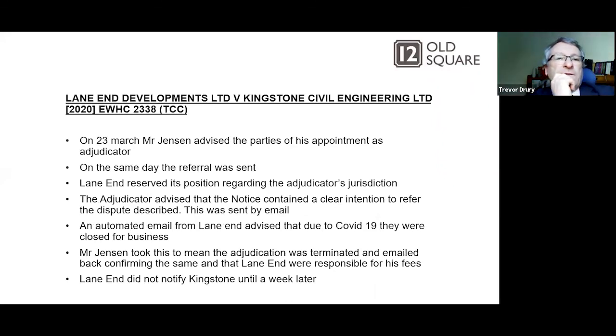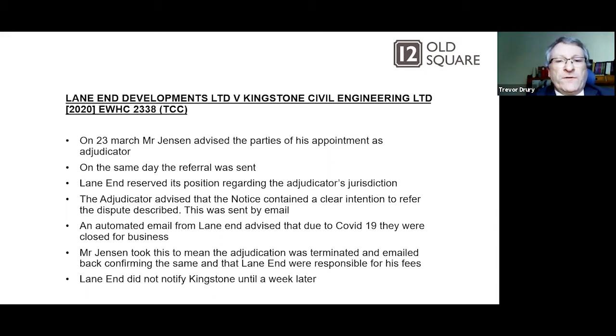So on the 23rd of March, Mr. Jensen, a well-known adjudicator, advised the parties of his appointment as adjudicator. On the same day, the referral was sent in. Lane End reserved its position regarding the adjudicator's jurisdiction. The jurisdictional reservation was really because Lane End thought that the notice didn't go far enough to become a proper notice.